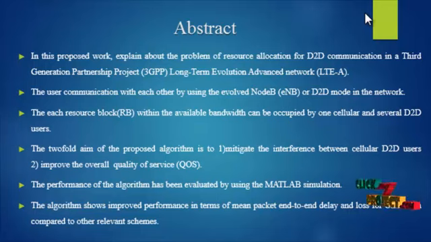The twofold aim of the proposed algorithm is to mitigate the interference between cellular and D2D users, and to improve the overall user perceived quality of service, that is QoS. To control the interference for each user, we define certain target interference levels and constrain the interference from other users to stay below this level, while minimizing the size of buffers of the user equipment, that is UE. The performance of the algorithm has been evaluated using MATLAB simulation. The algorithm shows improved performance in terms of mean packet end-to-end delay and loss of user equipment compared with other relevant schemes.